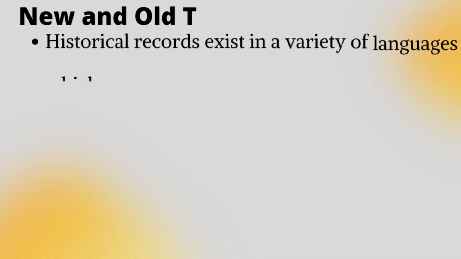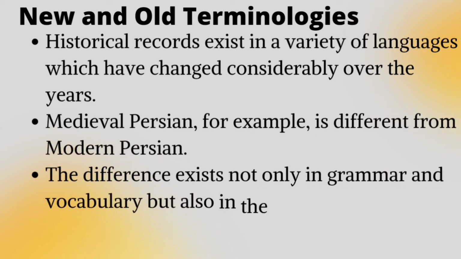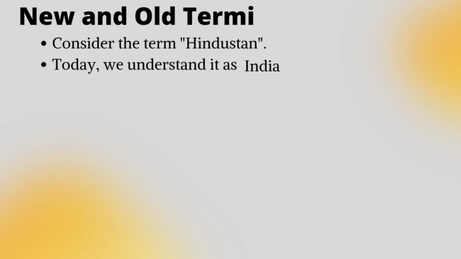Now about new and old terminologies. Historical records exist in a variety of languages which have changed considerably over the years. Medieval Persian, for example, is different from modern Persian. The difference exists not only in grammar and vocabulary but also in the meanings of the words. For example, consider the term Hindustan.